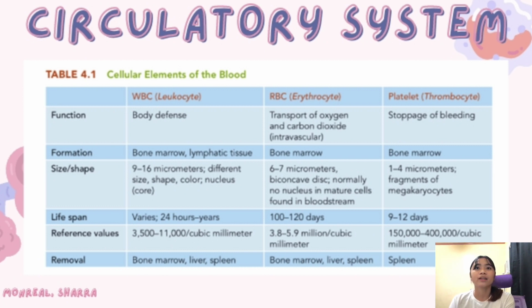We have 3,500 to 11,000 per cubic millimeter of WBC in our body, and for RBC, we have 3.8 to 5.10 million per cubic millimeter. That should be the normal count of RBC found in our body. For platelets, we have 150,000 to 400,000 per cubic millimeter. For the removal, WBC and RBC are removed in the bone marrow, liver, and spleen, while the platelet is removed in the spleen.